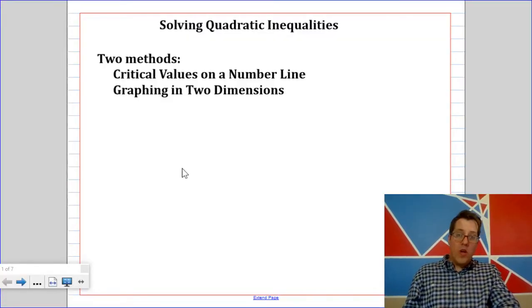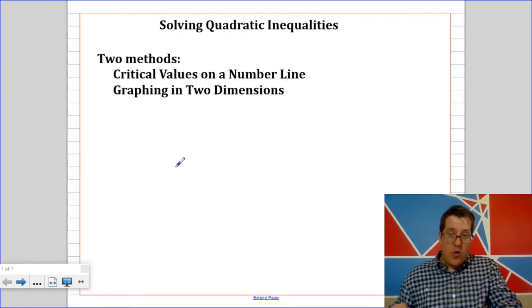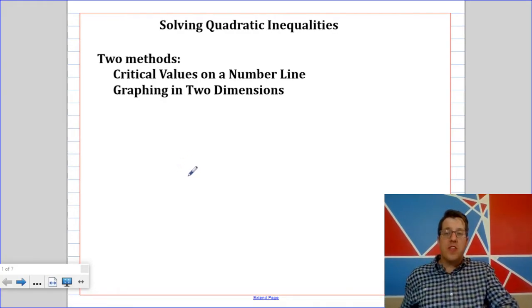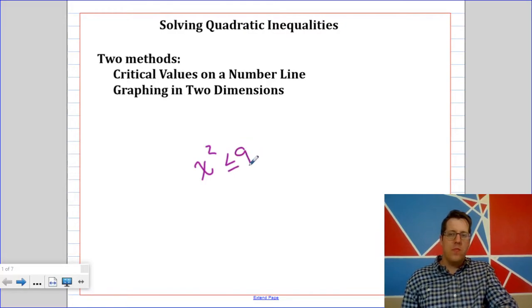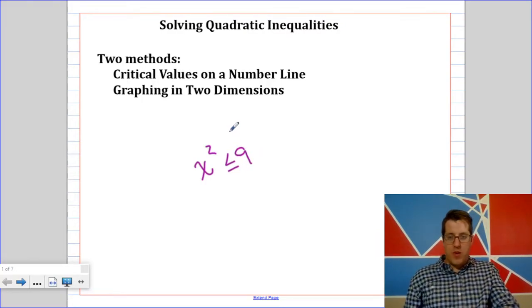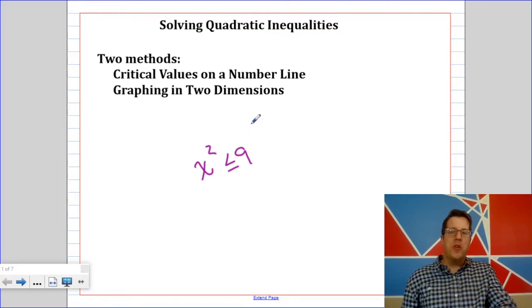Okay, so we are going to solve quadratic inequalities. Here's an example of a quadratic inequality. There are two ways that we are going to consider this. We're going to consider one, putting critical values on a number line or in a table, and we're also going to consider graphing in 2 dimensions.